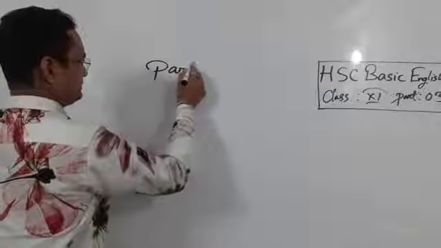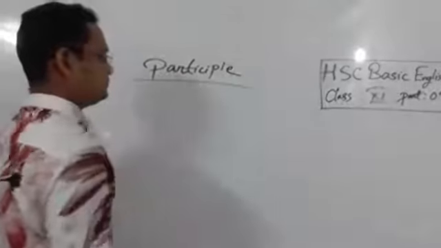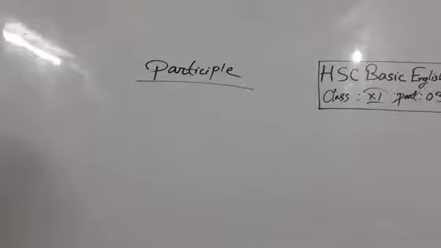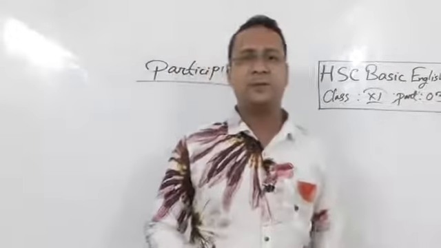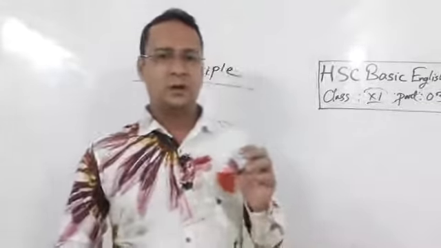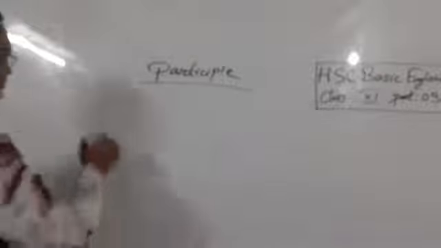Do you have any idea on participle? Participles, that means, first of all, what is participle? Participle is a form of verb. It works as a verb and adjective. So what I am saying is that participle is a form of verb and it works as both verb and adjective. So how many kinds of participles? Participles are three kinds.